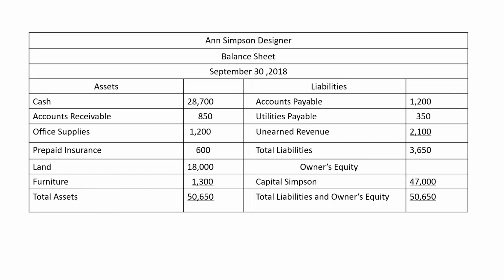The final financial statement is the balance sheet. Remember, a balance sheet is as of a specific date, September 30th, 2018. We're going to list the assets, liabilities, and owner equity balance as of that date. So we transfer from our trial balance each asset with its balance. And then we total them. Total assets, $50,650.